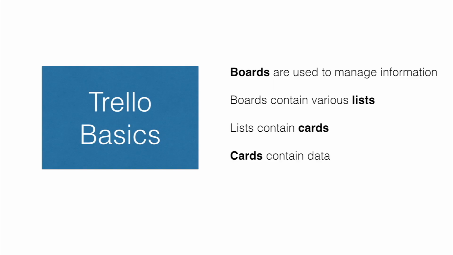So let's talk about some Trello basics. In Trello, they have the concept of boards, and boards are used to manage different types of information. Boards can contain various different types of lists. And then lists can contain cards, and then cards can contain data. And we'll talk about all these things. I'll give you lots of examples of that as we go on.